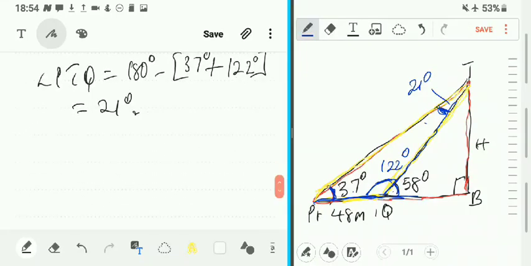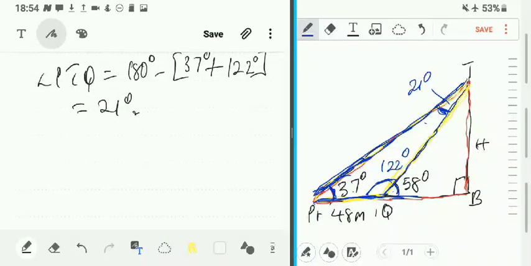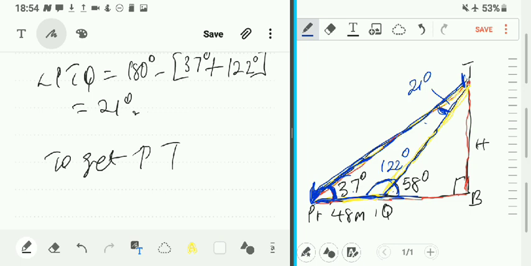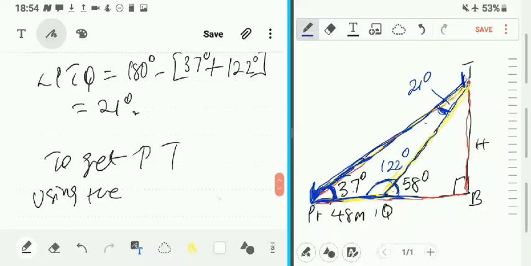Now I want to use the sine rule. What am I trying to do with it? I just need this side PT, or TP. Once I get this side, I already know this angle, so I will just use the trigonometric ratios to solve. Instead of going one way, another way, another way, I'll use the sine rule once and for all. So to get PT, this line from here to here, using the sine rule.